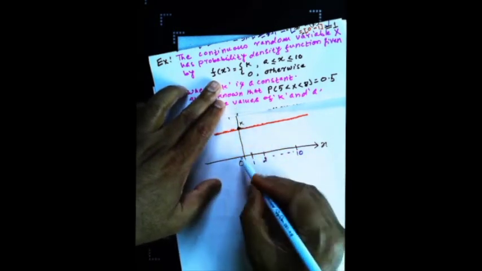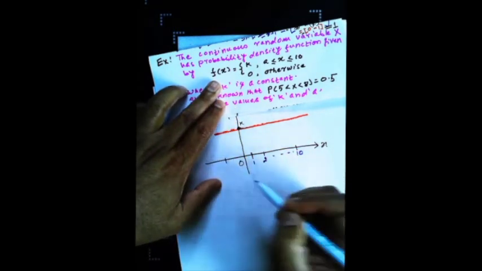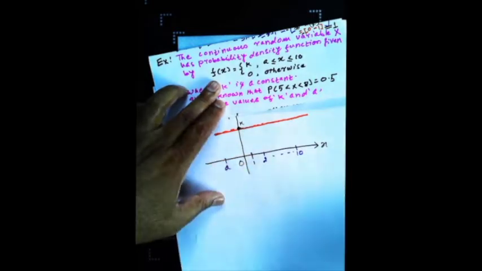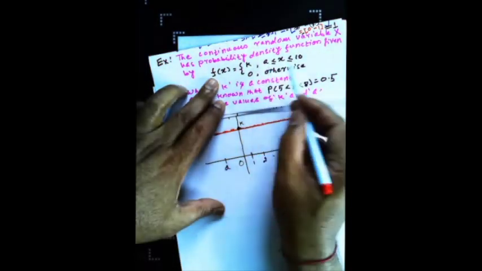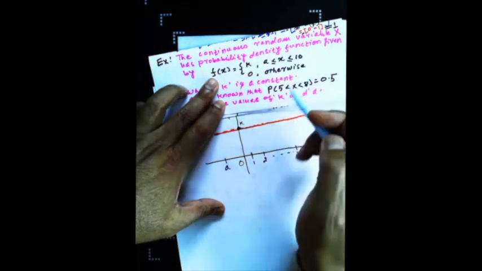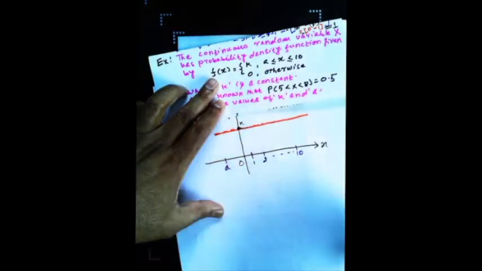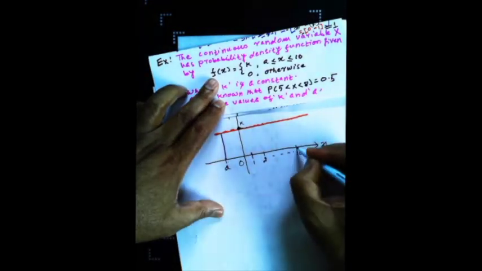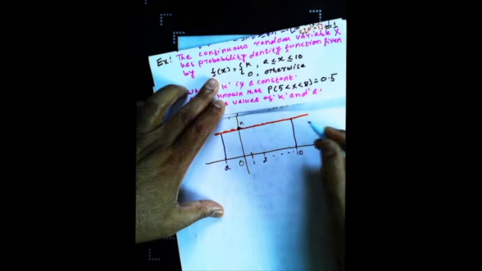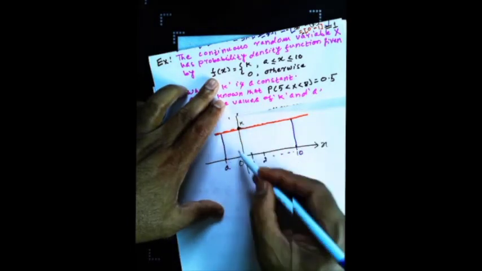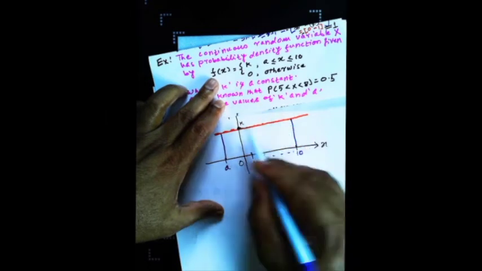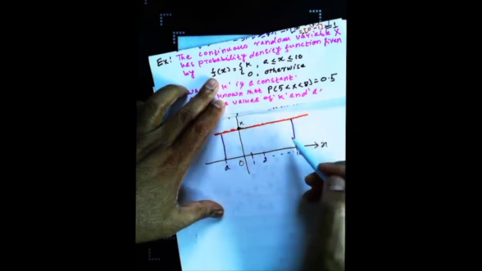A can be somewhere in between. A can be here also, for example, this is A. So this sort of function is defined statistically between x values a to 10. This is valid starting from A and ending at 10. Statistically this is defined in this rectangle only, but mathematically it is defined for all x values.